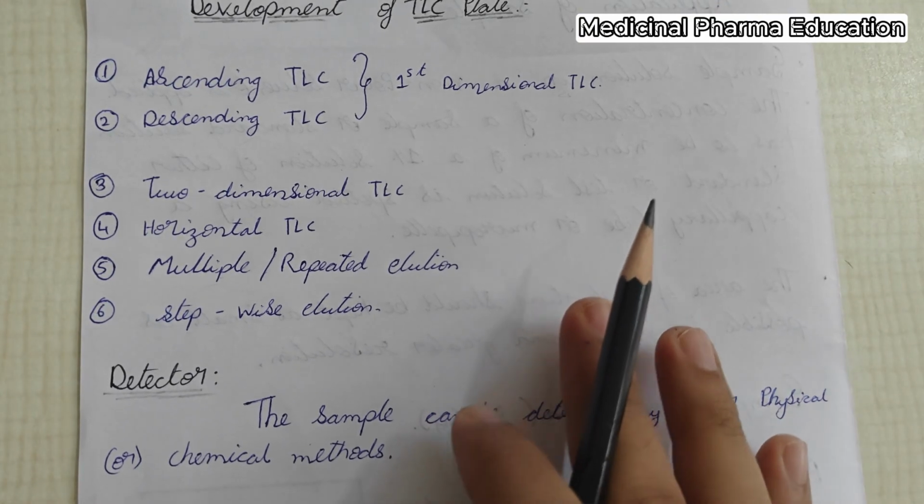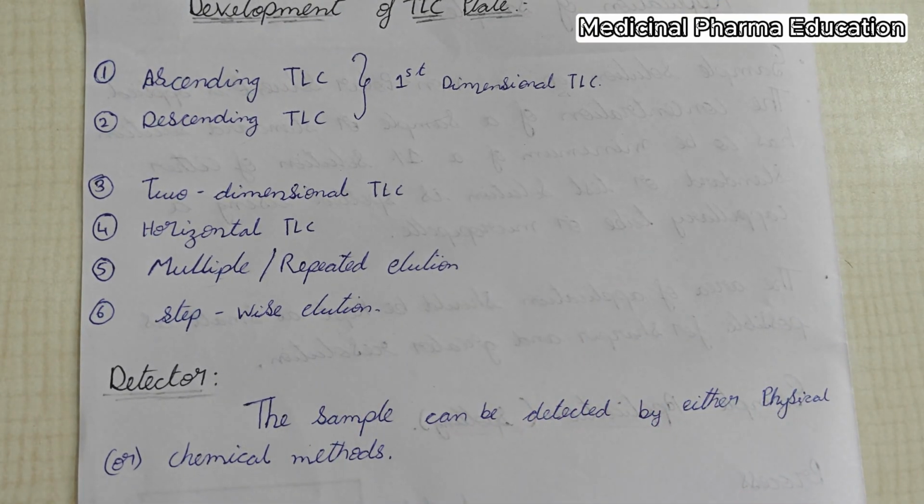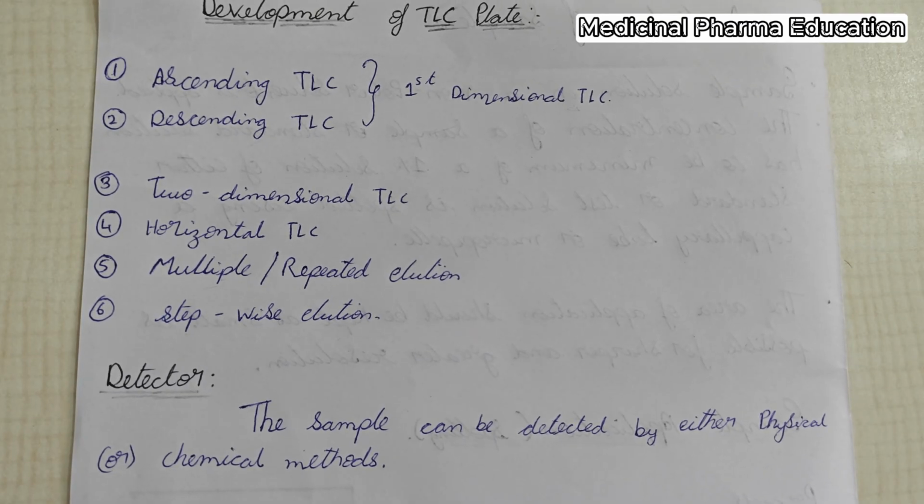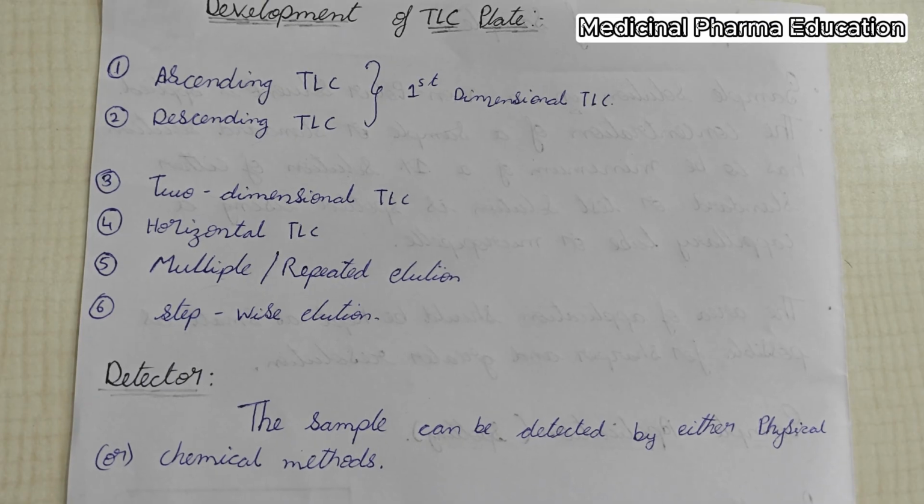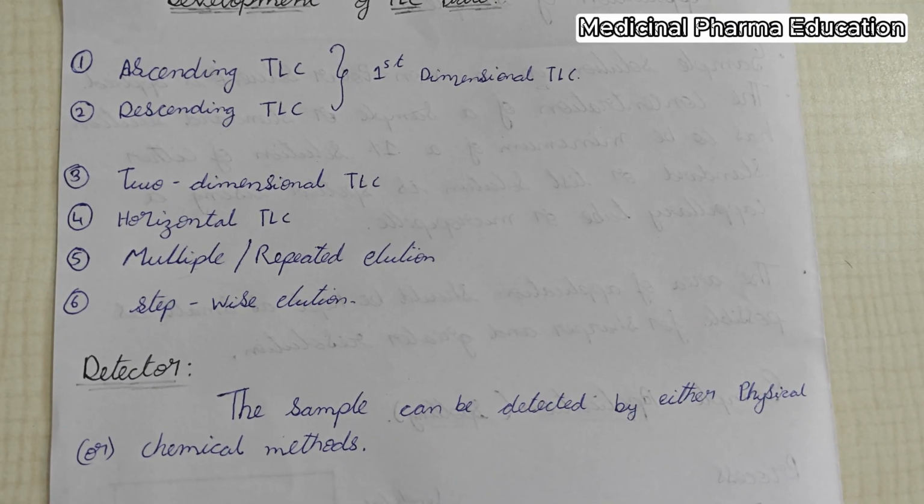Two dimensional TLC, I'll show you the image now. See, first the spot is placed at the edge and it moves in one direction, then it is rotated and moves in another direction. Maybe you're seeing this image. The compound starts at the x, and it moves to the top of the page, and we turn it 90 degrees and again allow the mobile phase to travel. So it is called two dimensional.